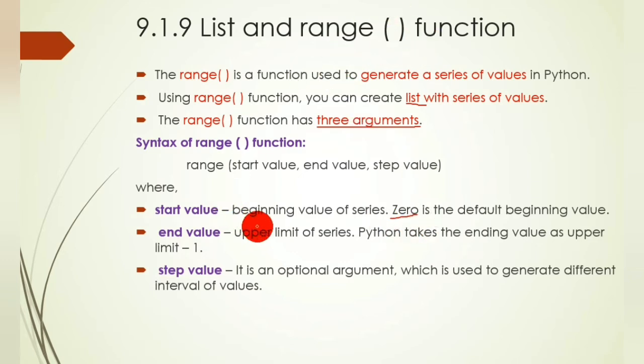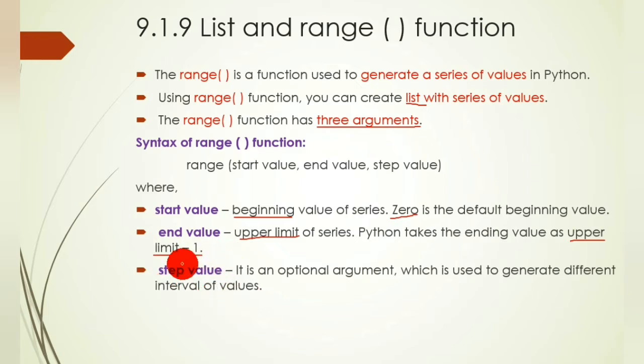The end value is used to specify the upper limit of the series. Python takes the end value as the upper limit minus 1. We know the stop value always takes stop minus 1. In the same way, here also the end value takes the upper limit minus 1.